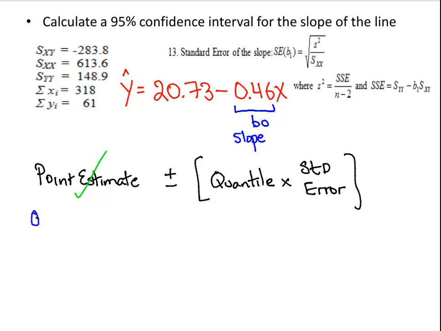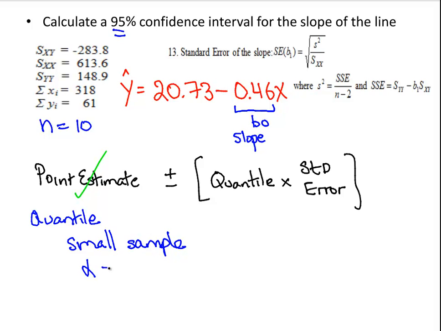A couple of remarks on the quantile. We have a small sample size. Actually, just as a remark, n was equal to 10. There were 10 cases involved. So small sample size. Now it's a 95% confidence interval, so alpha is going to be 0.05. And we're going to use the t distribution.